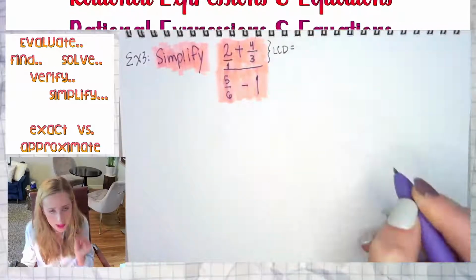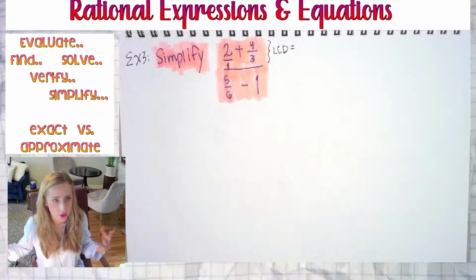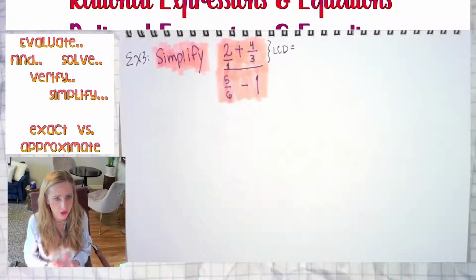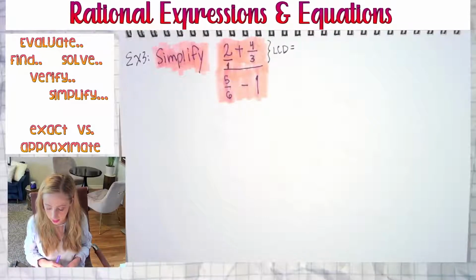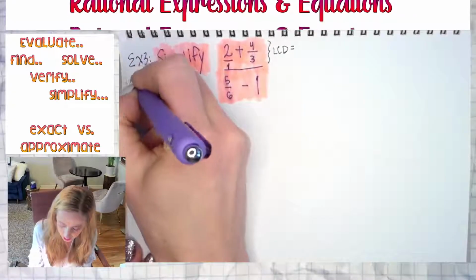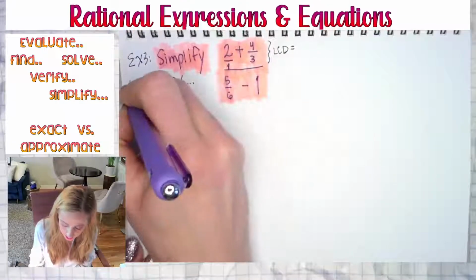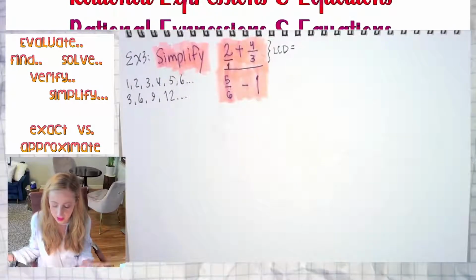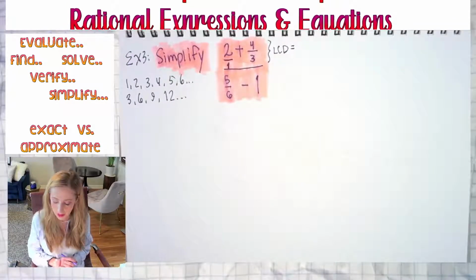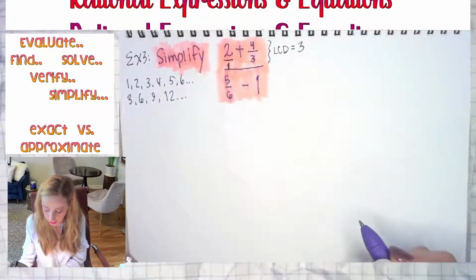What's the smallest number that 1 and 3 could both grow into? If you count by 1s and count by 3s, what's the first number that they both overlap at? Count by 1s: 1, 2, 3, 4, 5, 6, ... Count by 3s: 3, 6, 9, 12, ... What's the smallest number they both can be if we count by them? 3. Yeah. So 3 is the least common denominator.